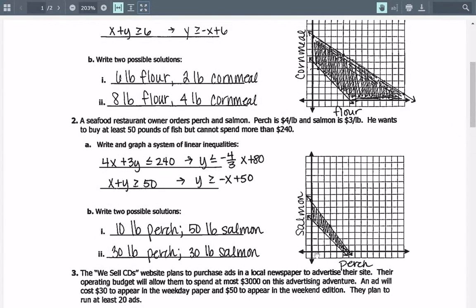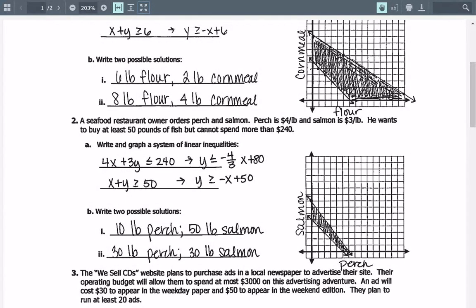Now, you have to keep in mind that we are scaling by tens. So the first point that I have selected is 10, 50. So if you move to the right 10, that's just one space, and then up 50, 10, 20, 30, 40, 50, you will find that that point is within the shaded region. We call that the feasible region. It means that every combination in that region is feasible or doable in our situation. So if we buy 10 pounds of perch and 50 pounds of salmon, it will satisfy our requirements. That will make sure that we have at least 50 pounds of fish, but we will not be spending more than $240.